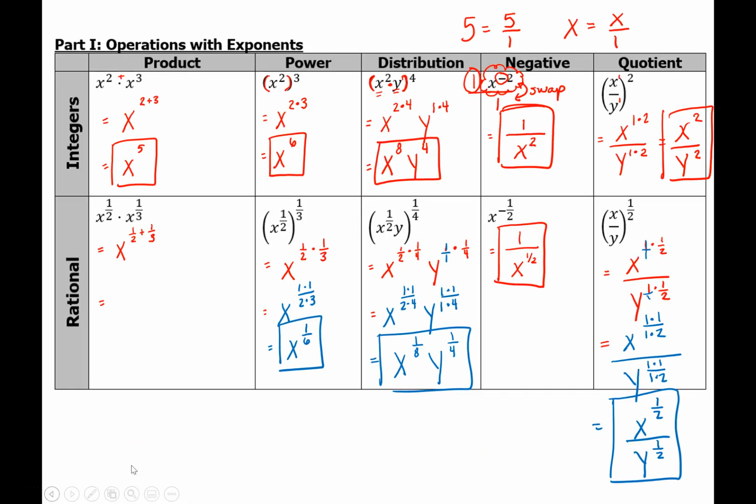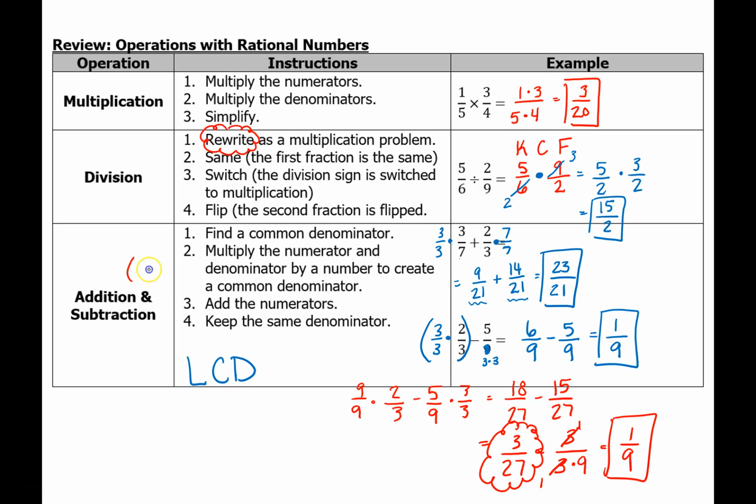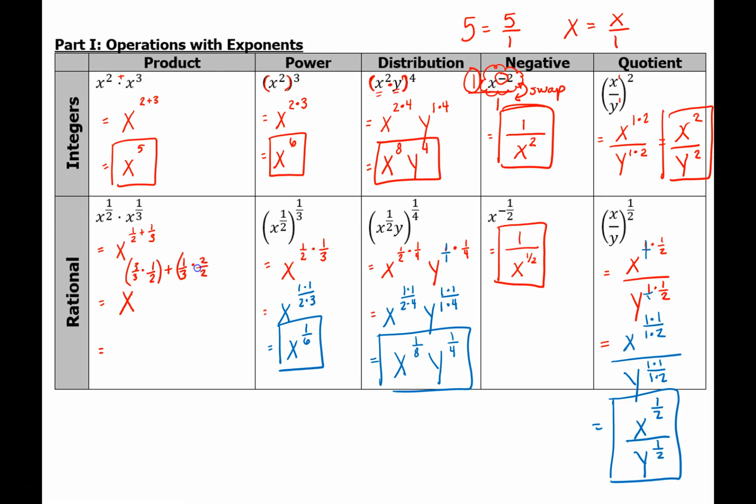Okay, so let's go back and finish up this last problem. This one, our denominators are 2 and 3, and there's no common factor there, so we're going to multiply 1/2 by 3/3, the other denominator, and we're going to multiply 1/3 by 2/2. So we're doing this multiplication, and we're doing this multiplication as our next step.